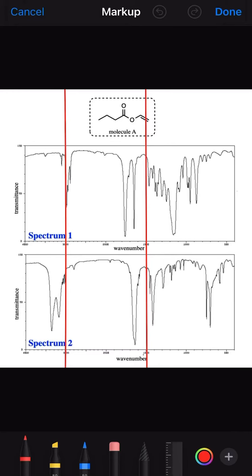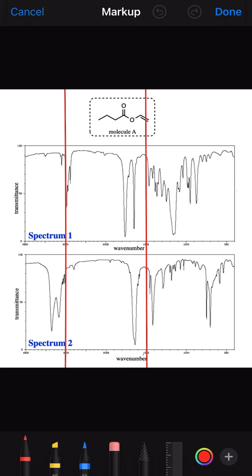So for this ALA, the first thing I did to determine which spectrum molecule A matches was to draw one line at 1500 so we can ignore the fingerprint region to the right, as well as another line at 3000 because we don't really need to pay any attention to anything above that.